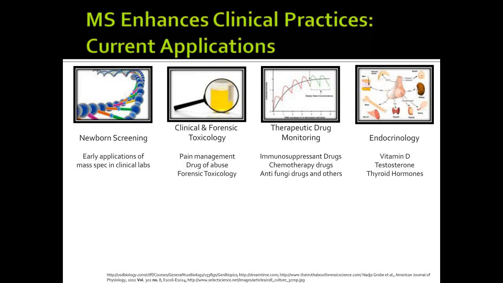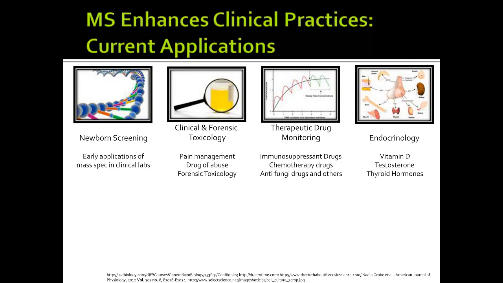So newborn screening is one of the early applications using GC mass spec, and now sometimes it's LC. And then another point is clinical and forensic toxicology, which involves pain management, drugs of abuse, and also forensic toxicology. It requires different regulations, but the methodologies are very similar. So that's another major area that has been used by mass spec. The third point is therapeutic drug monitoring. That's also an area that most people are familiar with, for instance, with the immunosuppressant drugs and chemotherapy drugs, or even antifungal drugs or others. We can use mass spec to monitor the drug dose and follow up with treatment.